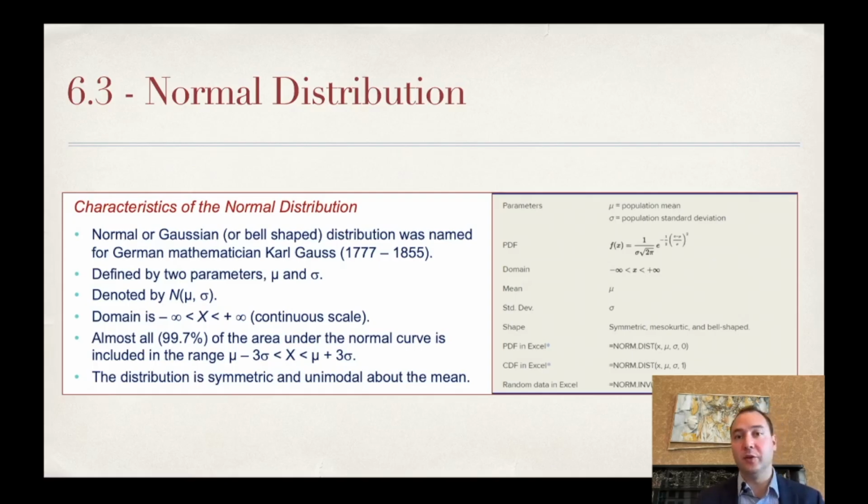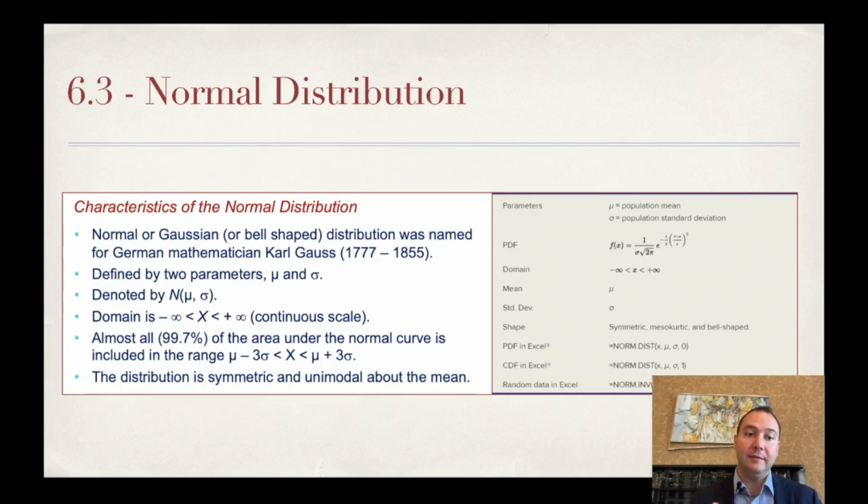Next, let's talk about the normal distribution. The normal distribution is probably one of the most important distributions in statistics. The normal, or Gaussian, or bell-shaped distribution was named for German mathematician Carl Gauss. The normal distribution is defined by two parameters, mu, the mean, and sigma, the standard deviation. We denote the normal distribution by N(mu, sigma). These are the only two parameters that we need to be able to describe our normal distribution: the population mean, mu, and the population standard deviation, sigma.